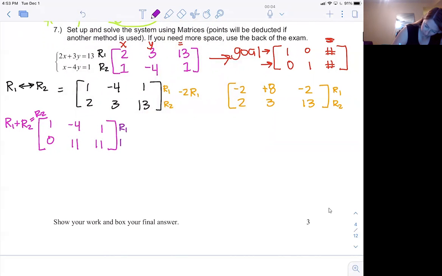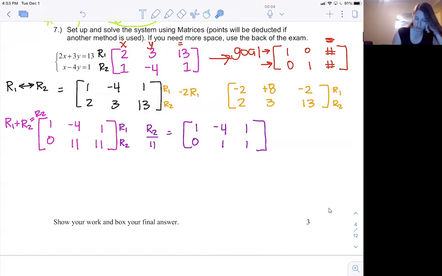So I've got row 1, row 2, and if I divide row 2 by 11, my 1 stays the same. I'm not messing with my row 1 right now. But now on bottom, I have 0 divided by 11, which is just 0. 11 divided by 11, which is 1. And 11 divided by 11, which is 1. Okay, awesome. So I have this 1, 0, 1. Now I want to get this -4 to a 0, and then I'm done.